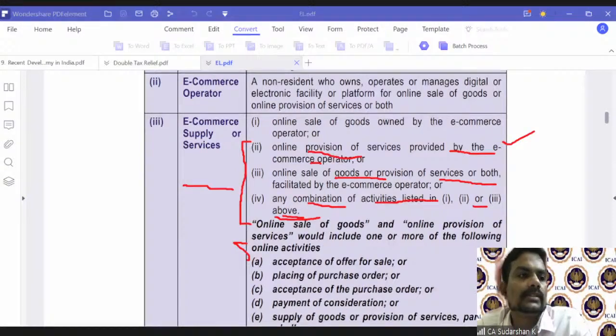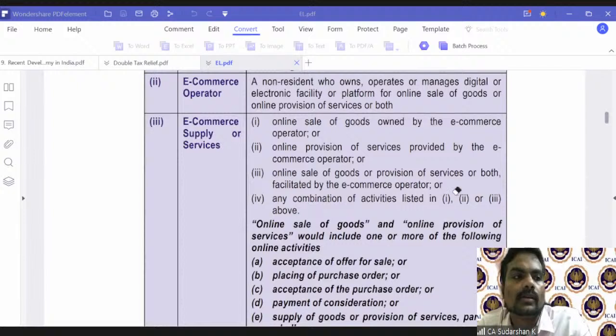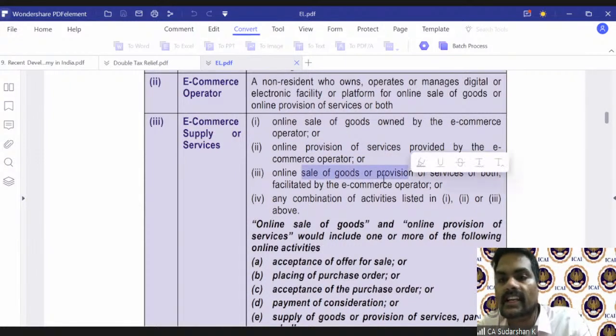The point is, you should be a non-resident e-commerce operator. A non-resident e-commerce operator is a person who owns, operates, or manages a digital electronic facility or a platform. And consideration should be received for rendering e-commerce supply or services. What is e-commerce supply or services? Very wide. Online sale of goods owned by the operator, online provision of services by the e-commerce operator, online sale of goods or provision of services facilitated, and any combination of the activities.